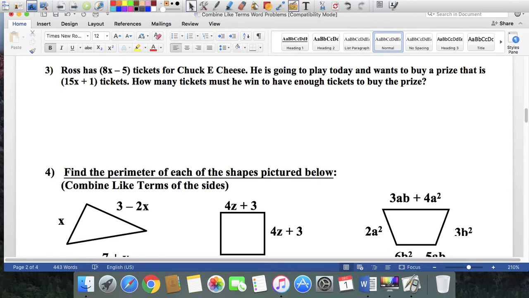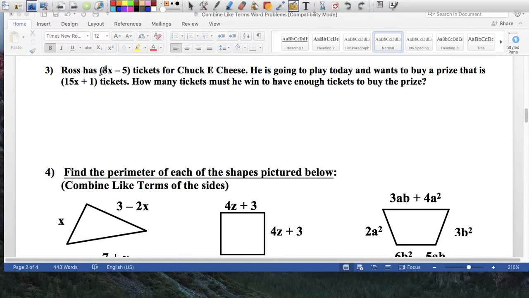Ross has 8.5 tickets for Chuck E. Cheese. He's going to play today. He wants to buy a prize that is 5x plus 1 tickets. How many tickets must he win? Well, let me rewrite this question like this. Let's say Ronnie has 2 tickets, and he wants to buy a prize that costs 10 tickets. How many more does he have to win in order to buy it?